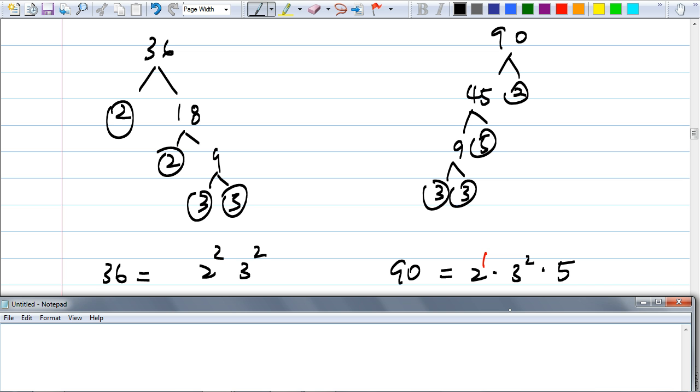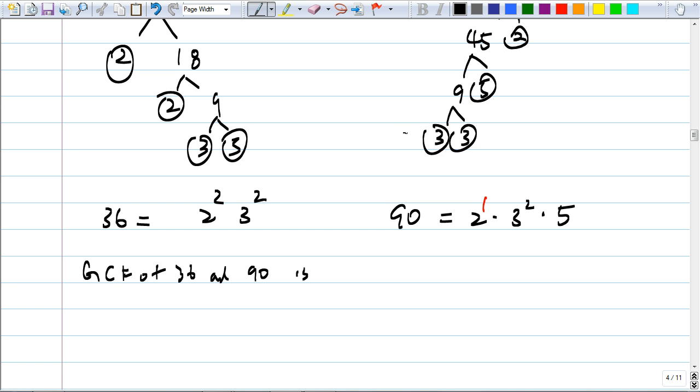Yeah. Okay, good. 2 to the second, 3 to the second for 36. 2 to the first, I wrote that invisible one for you, 3 to the second and 5. Did you all get that? Is that okay? I'll wait if you didn't get it. Check it. Make sure you have this. Okay, and now let me show you how to find the GCF.